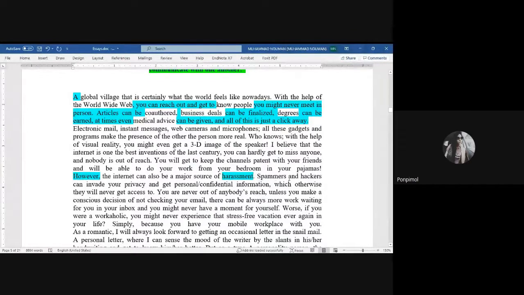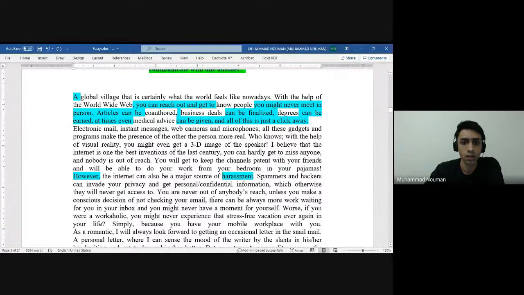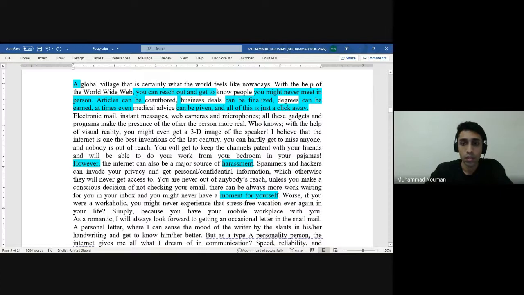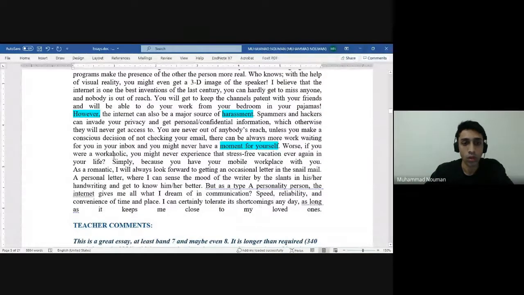Okay, spammers and hackers can invade your privacy and get personal or confidential information, which otherwise they would never get access to. You are never out of anybody's reach unless you make a conscious decision of not checking your emails. There can always be more work waiting for you in your inbox, and you might never have a moment for yourself. As Fadila says, give some time to yourself. Okay, worse, if you were a workaholic, you might never experience that stress-free vacation again in your life, simply because you have your mobile workplace with you.